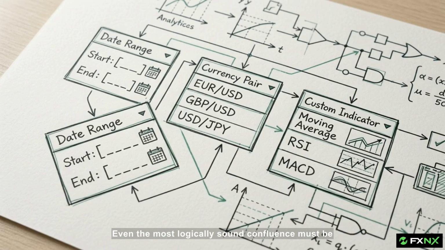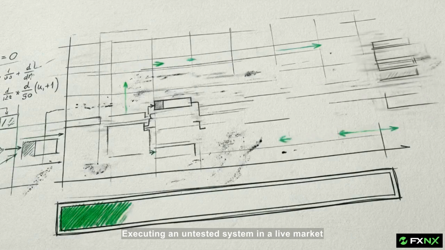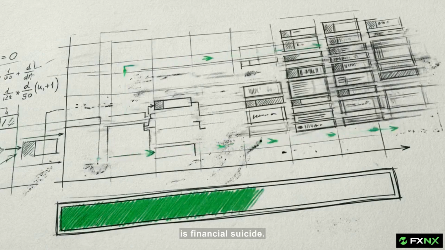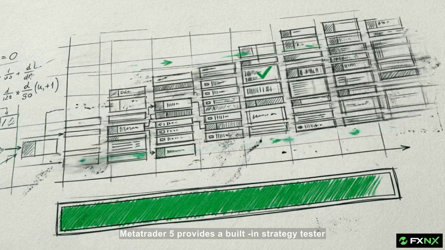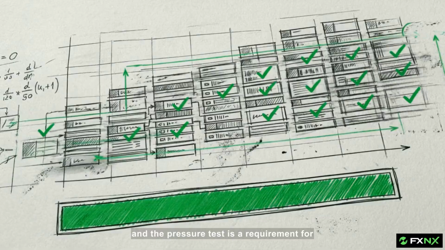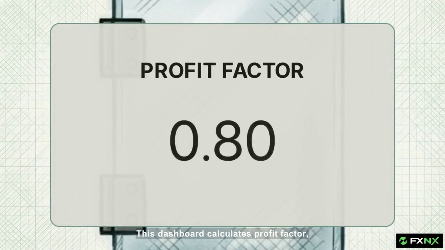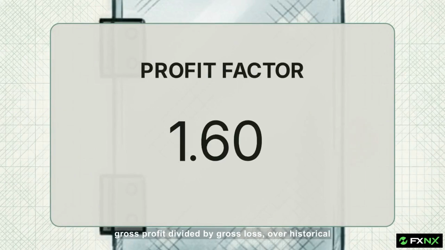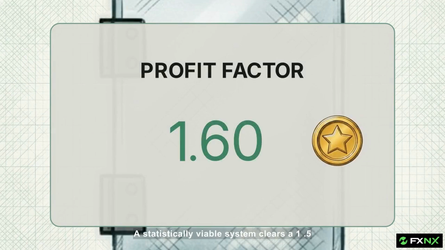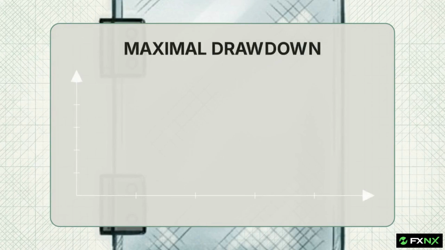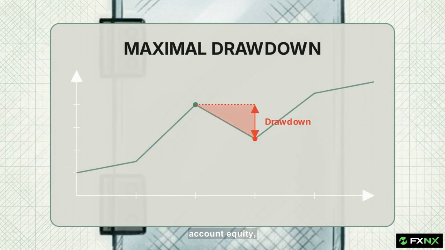Even the most logically sound confluence must be subjected to objective testing before you ever risk capital in a live environment. Executing an untested system in a live market is financial suicide. MetaTrader 5 provides a built-in strategy tester to serve as your laboratory, and the pressure test is a requirement for professional trading. This dashboard calculates profit factor, gross profit divided by gross loss, over historical data. A statistically viable system clears a 1.5 baseline.